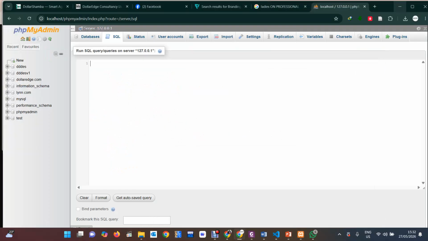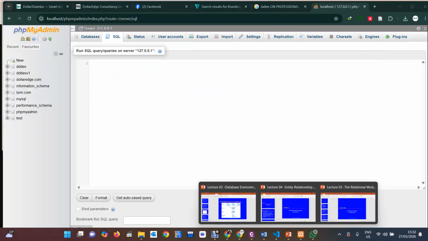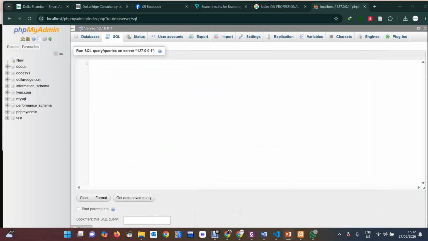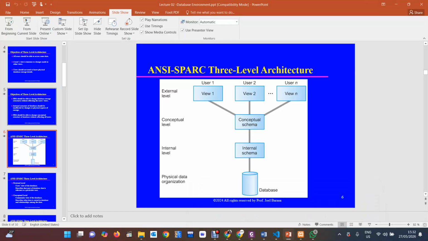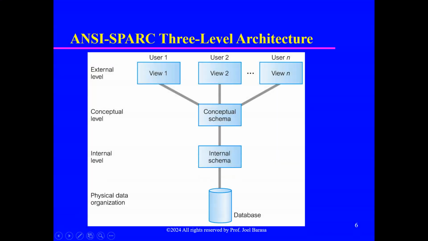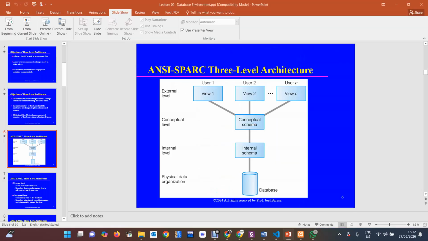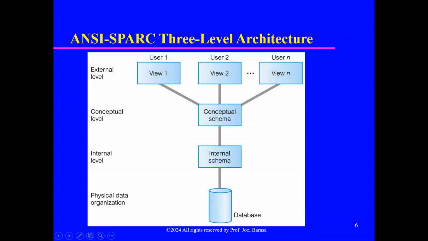So in all this, we need to understand certain structures, like that diagram breaks down for you how those elements are being displayed. So that gives us to talk about the database environment first. So you have the external level of the database, you have the conceptual level, you have the internal level, and then you have the physical data organization.